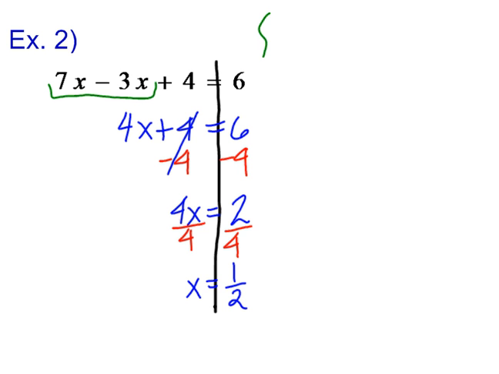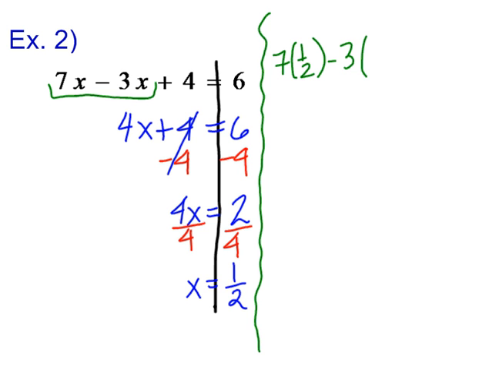So what we need to do is check it to see if 1/2 really is the answer. We're going to have to do some work with our fractions, but that's okay. 7 times 1/2 minus 3 times 1/2 plus 4 equals 6. Now this isn't 7.5. We have to fix this. We have to put it over 1.